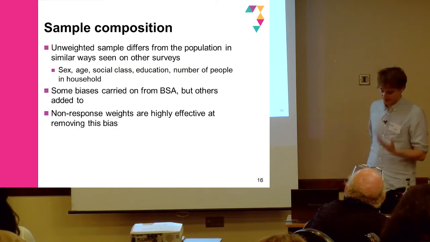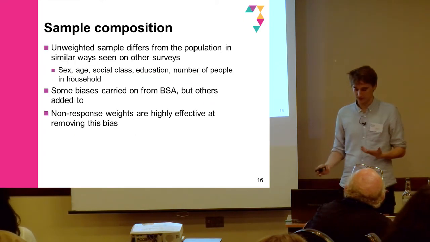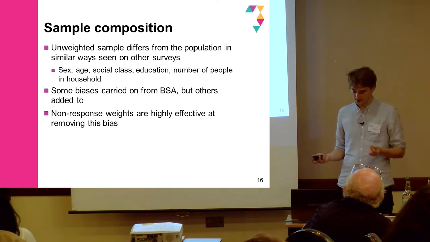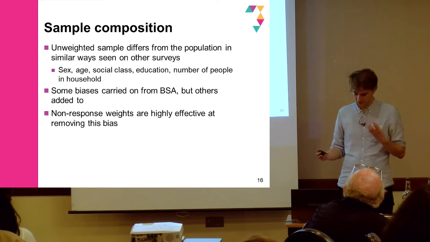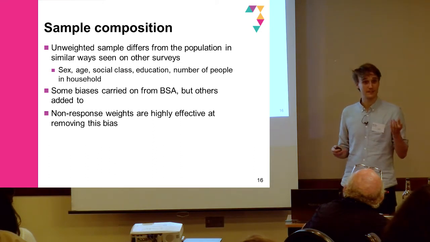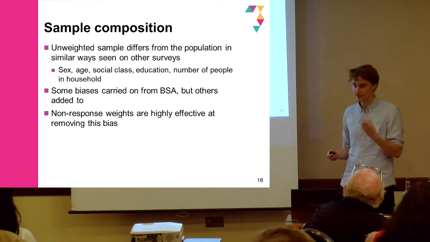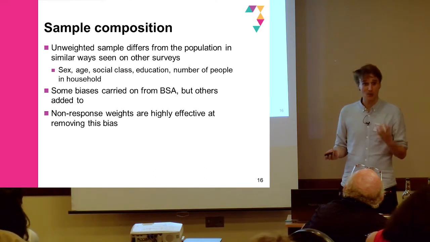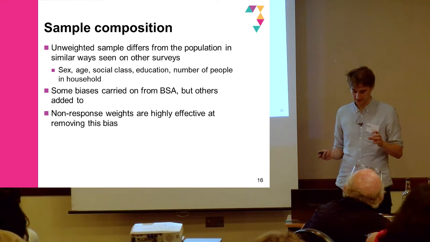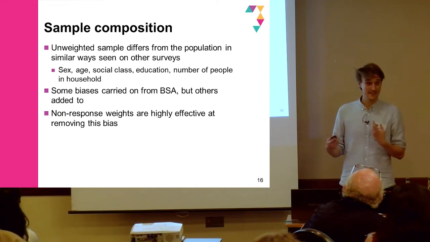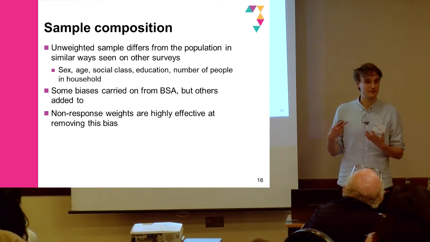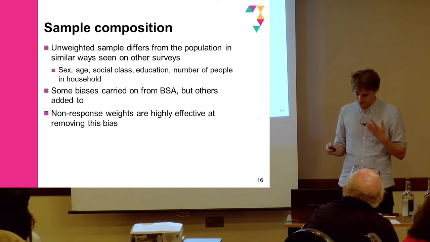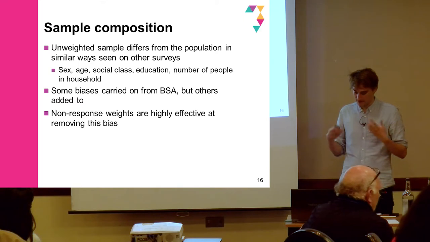Which brings me on to my next slide, which talks about sample composition. So although response rates are a helpful proxy for sample quality, under the assumption that as response rates decrease, non-response bias increases, they do not actually show if or how the underlying sample is biased. So looking in detail at the sample using the background information that we have collected on BSA, we can see that there are biases in place.